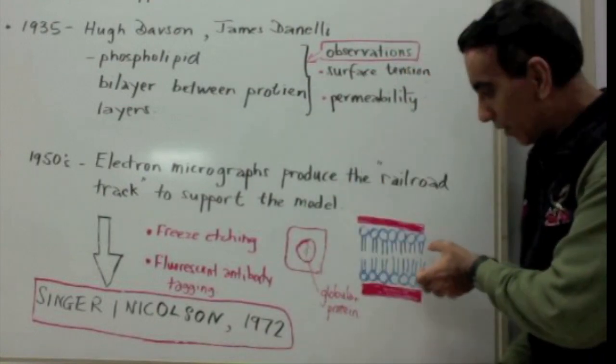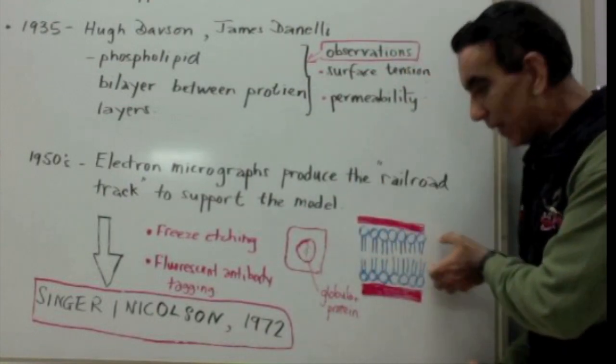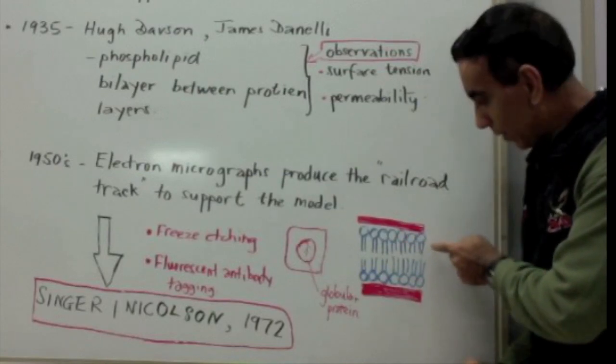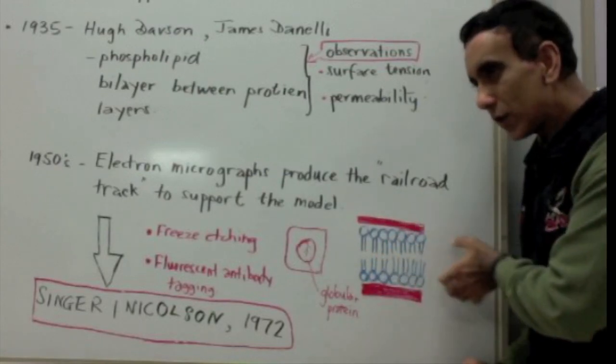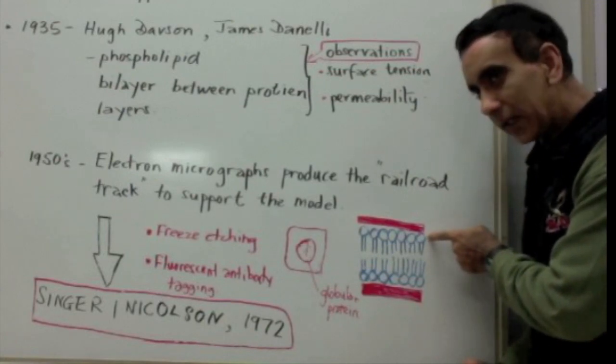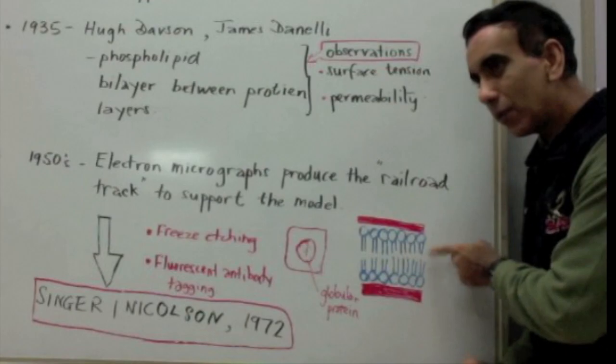And so the idea of the phospholipid bilayer was born, with the membrane of a cell being made up of two sheets of phospholipids, each with their hydrophilic head and their hydrophobic tails.